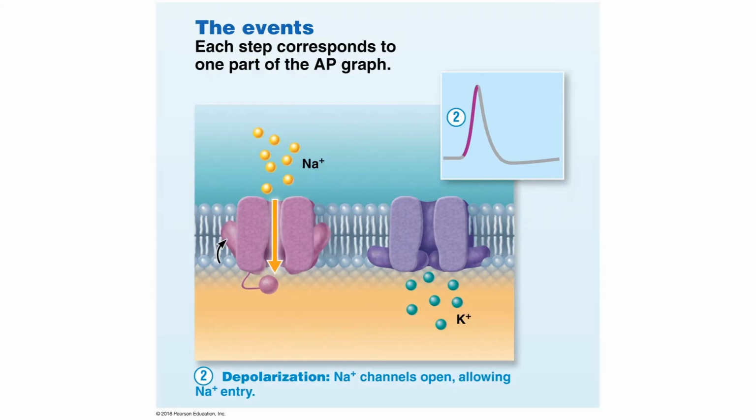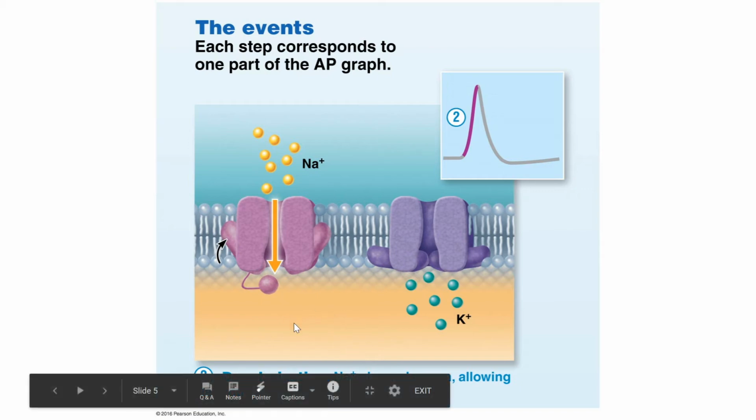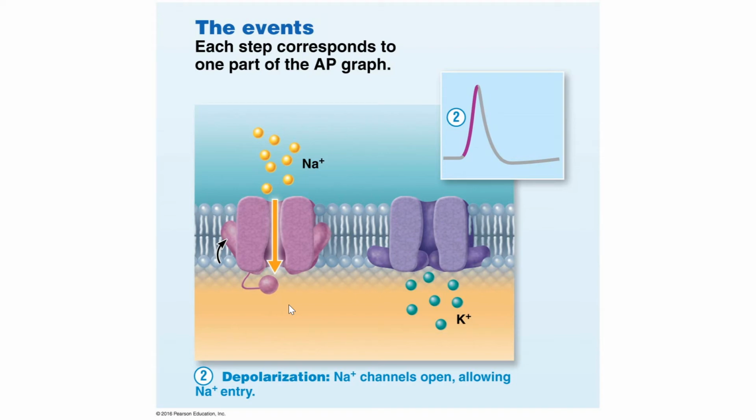The next thing that's going to happen is the sodium channels are going to open. And when the sodium channels open, sodium goes into the cell because it's going down its concentration gradient. Let's think about how that would change our charge. It was -70, but then positive things are coming in. It's going to become less negative. So the word for that is depolarize.